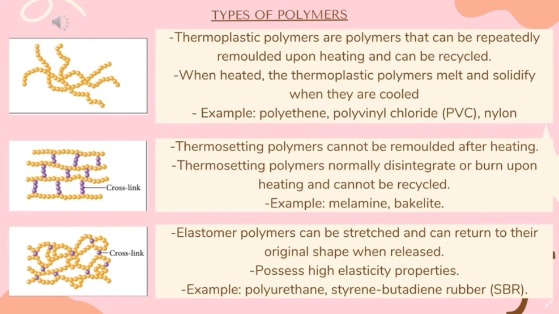Thermosetting polymers cannot be remolded after heating. Thermosetting polymers normally disintegrate or burn upon heating and cannot be recycled. The last type of polymers is elastomer polymers, which can be stretched and can return to the original shape when released. Elastomer polymers possess high elasticity properties.